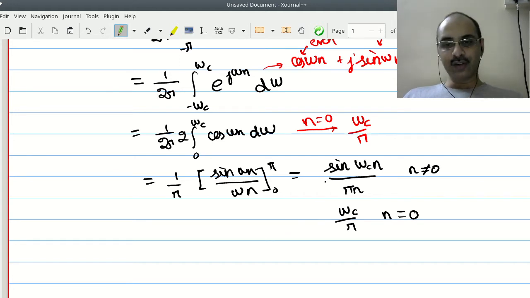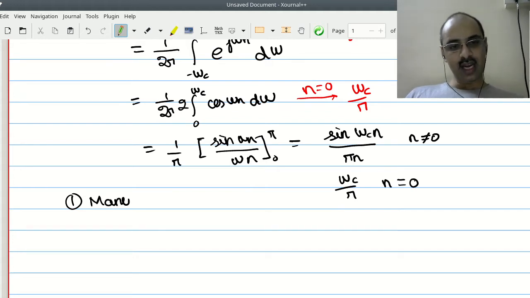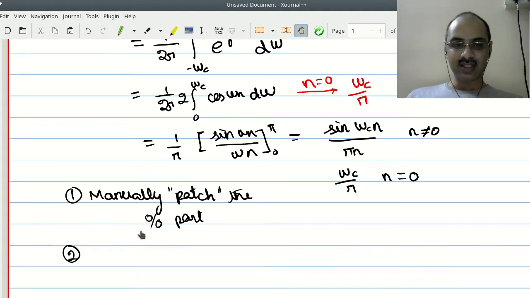Now many of you will try to write this in NumPy, SciPy, or MATLAB or something like that, and then you'll get a problem. The problem is with this 0 by 0 division. There are two ways to avoid it. One, get the Nyquist number and you manually patch the 0 by 0 part, or another elegant approach is you can try to relate this to sinc.